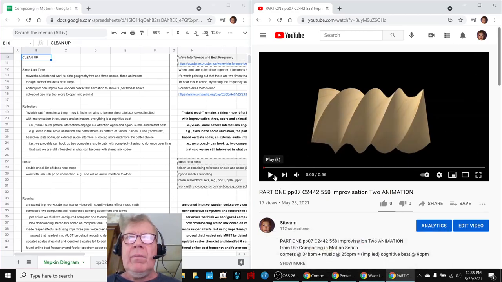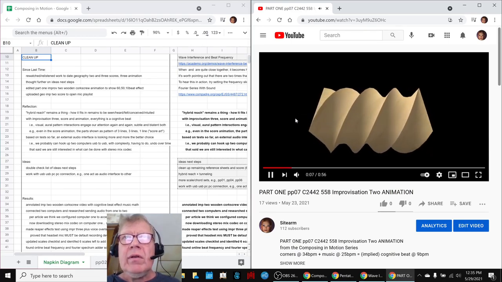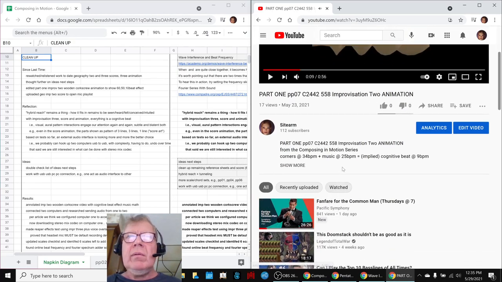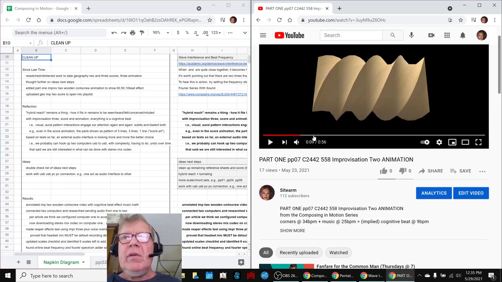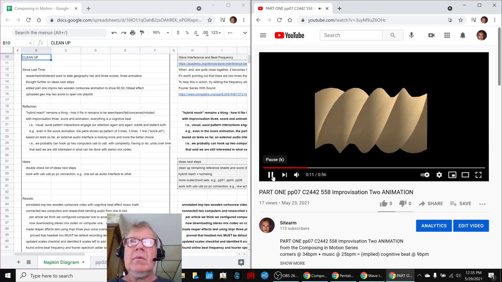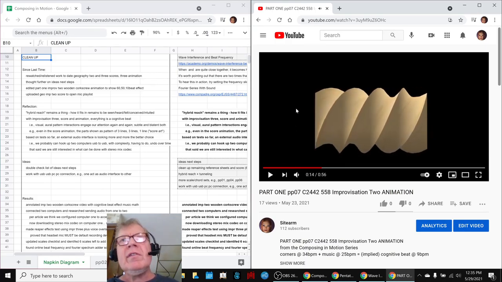In this video, we'll turn the music down as we play, but as we watch this corner, those corners are coming across at 34 beats per minute. But the beat of the music is 25. So that means the corners are coming around faster than the pulse of the music.